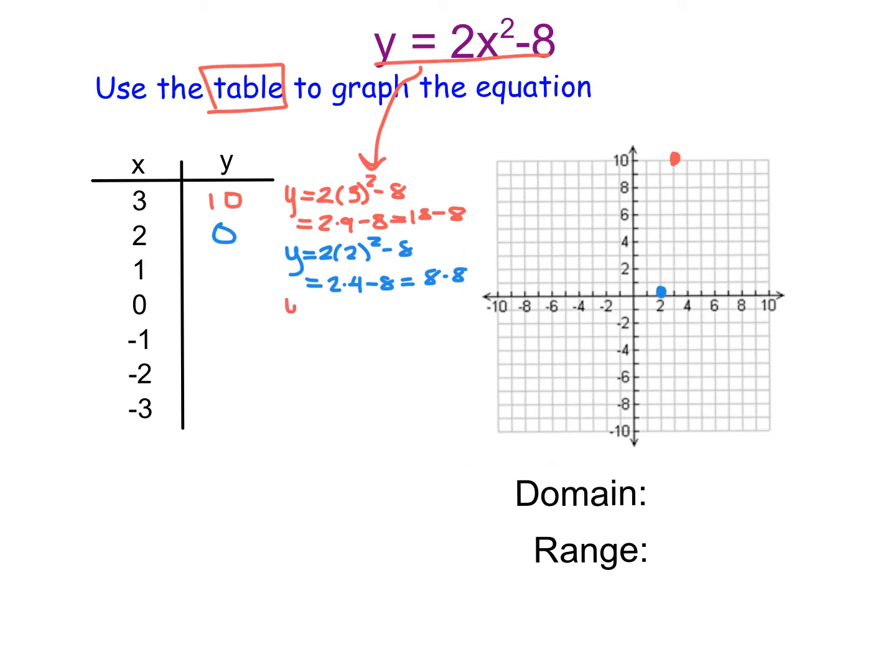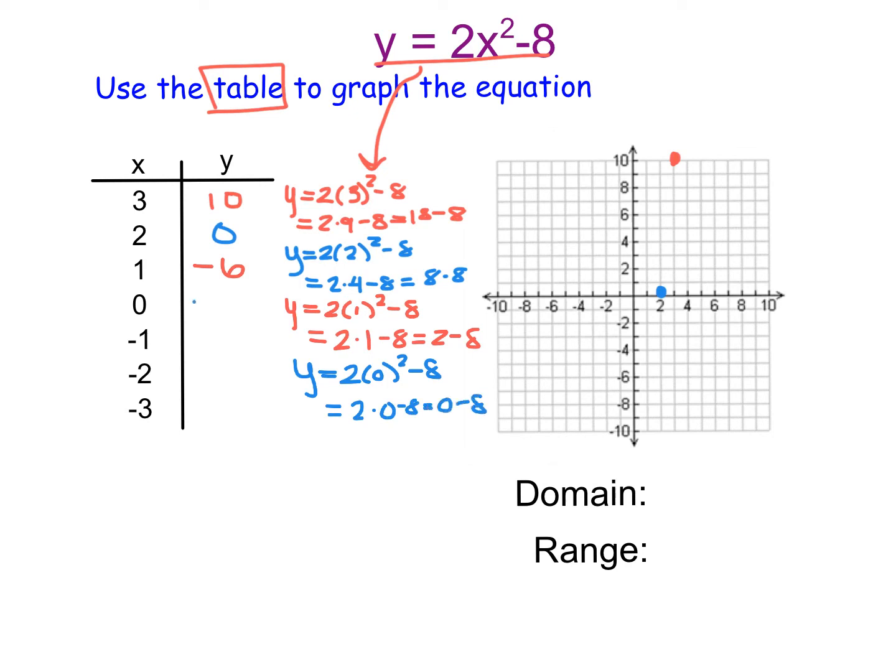Then my next point here, I take x is equal to 1. So I have y equals 2 times 1 squared minus 8. So I have 2 times 1 minus 8, which is 2 minus 8, which is negative 6. I then have x is 0, so 2 times 0 squared minus 8. Well, that's 2 times 0 minus 8, which is 0 minus 8, which is a negative 8. Then I have y equals 2 times negative 1 squared minus 8. So 2 times 1 minus 8. So 2 minus 8 is a negative 6.